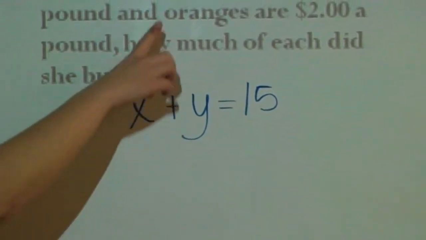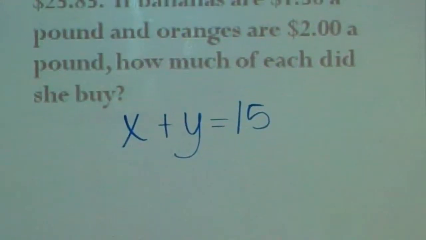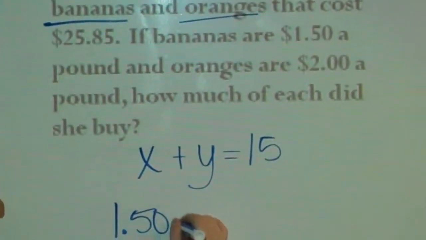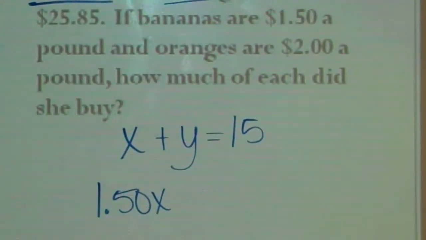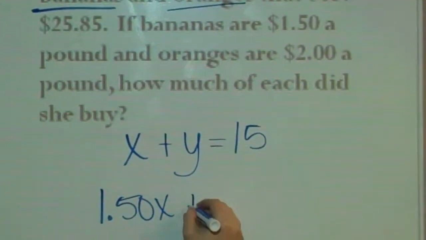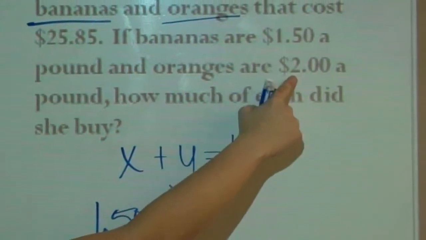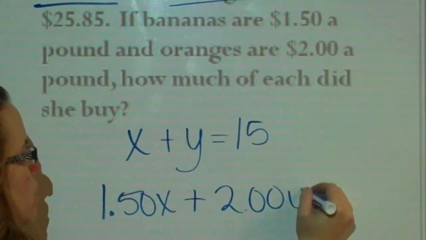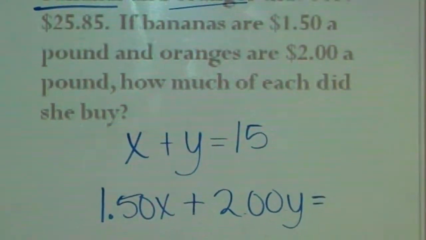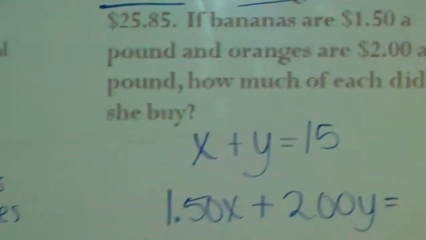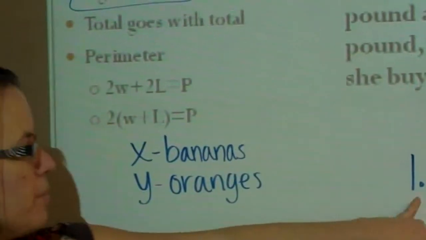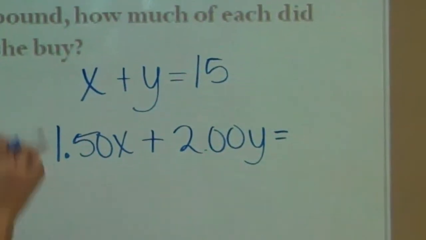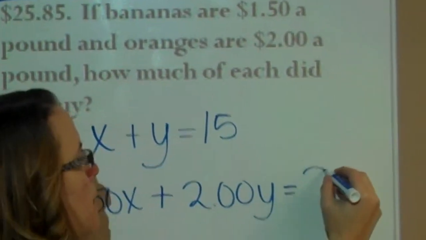We also know that bananas are $1.50 a pound. So when we write that out, we put $1.50 per pound of banana, so $1.50x, because that's bananas, plus $2 for oranges, because oranges are $2 a pound, equals, and this is where the money goes with the money is important. These are both money, or numbers that represent money. So the other total money is up here, $25.85.